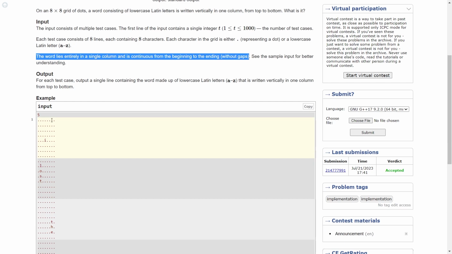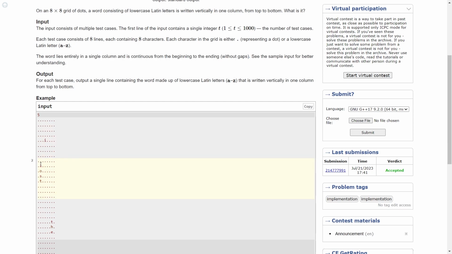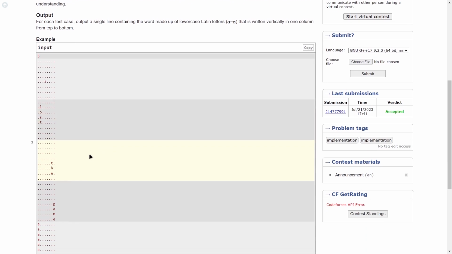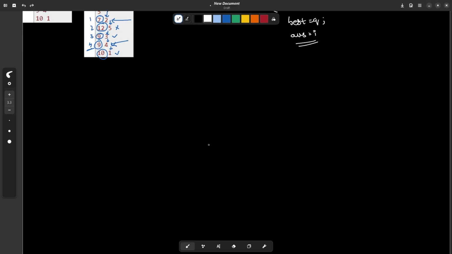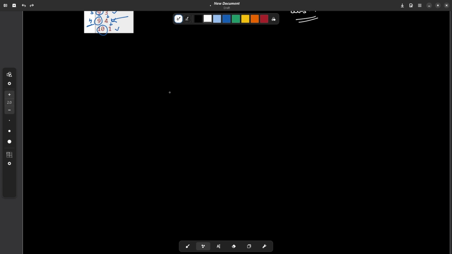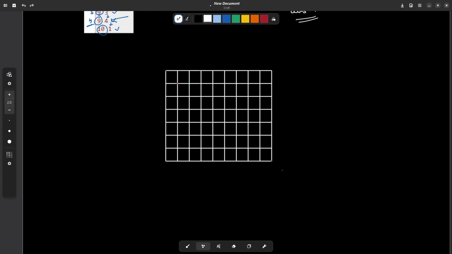So in one of the columns, there will exist that particular word, and one more very important thing, that the word will be continuous, right? There will be no gaps in between and there is exactly one word in the grid. So basically, if I show it to you in the form of a grid, this is one cell, right? So this is how a grid will look like. Now most of the cells will have dots.